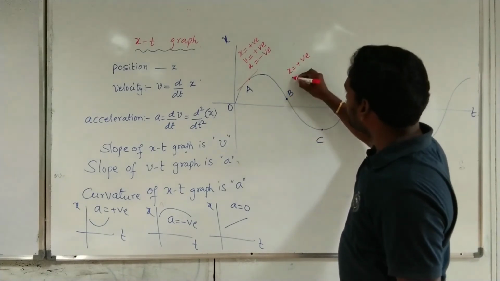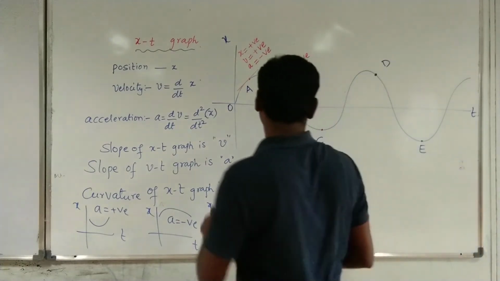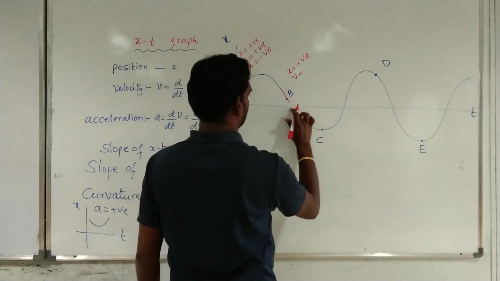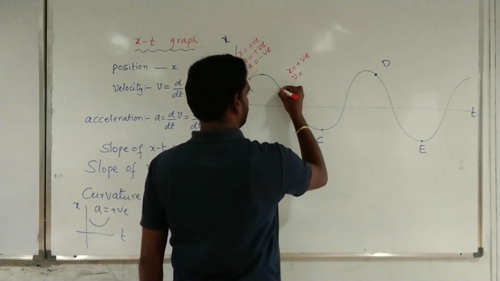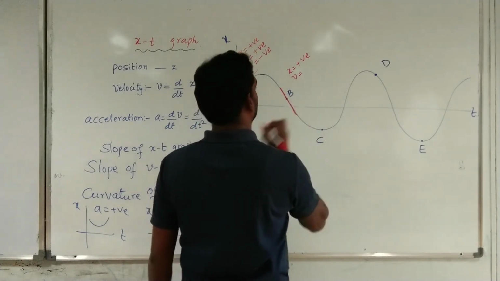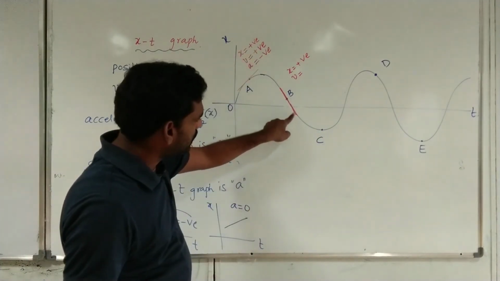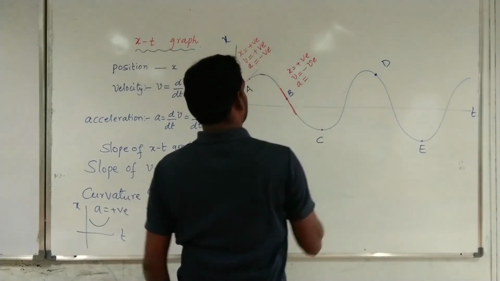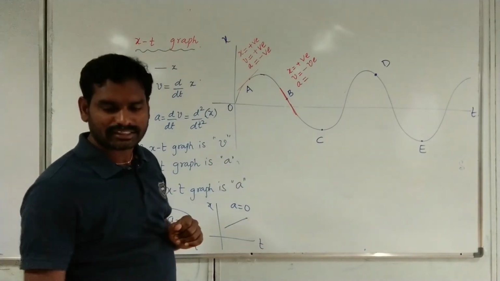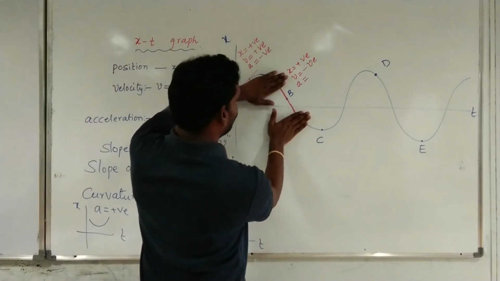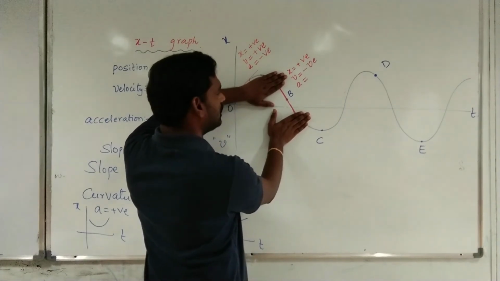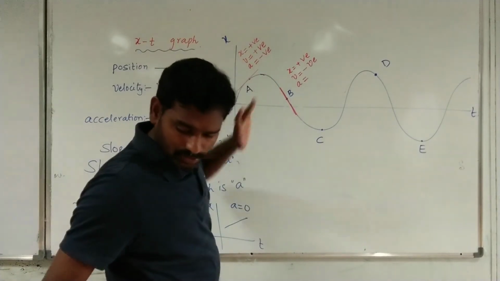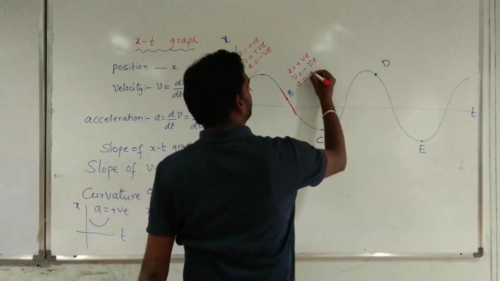What about velocity here? To find the velocity, we need to draw a tangent here. The slope of the tangent gives us velocity. Here the slope is negative, so velocity is negative. What about acceleration? On the x-t graph, curvature gives the acceleration. Is there any curvature here? No, it looks like a straight line. There is no curvature at point B, so acceleration is equal to 0.